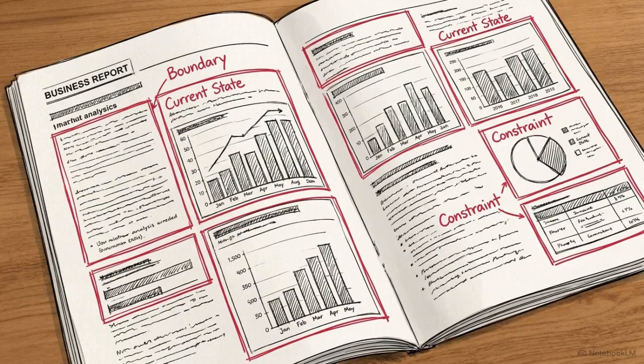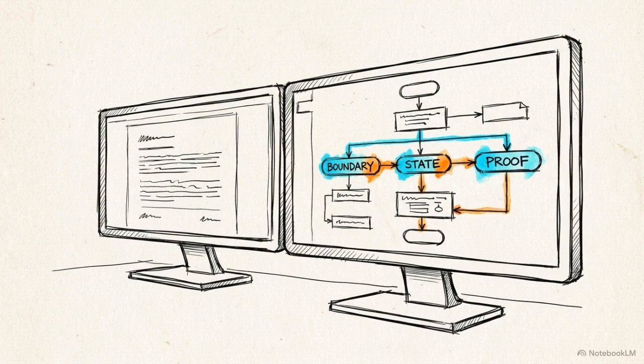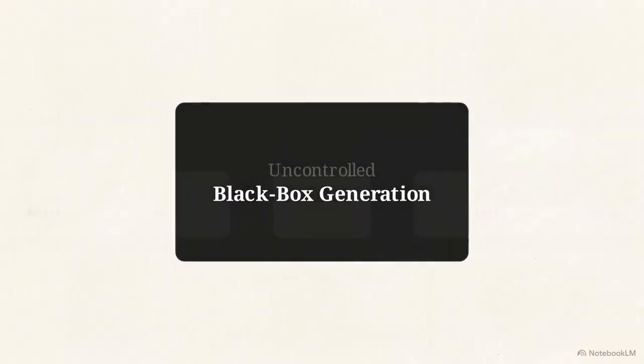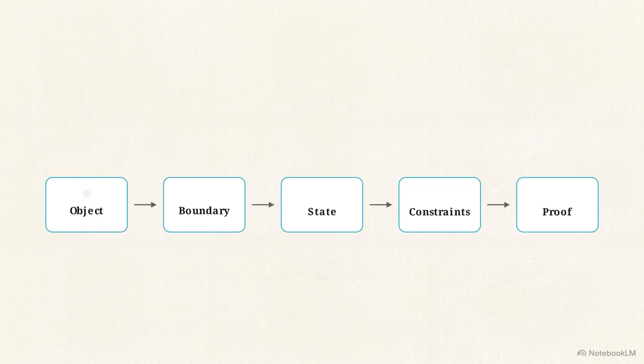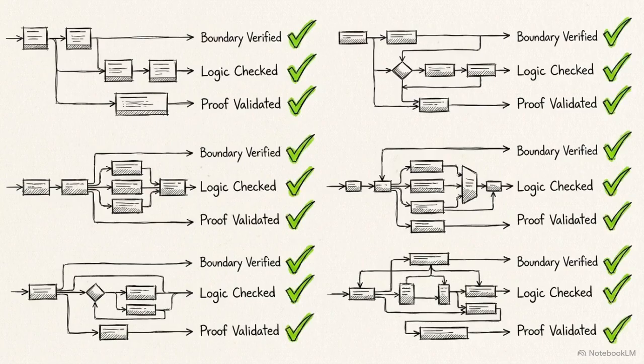To build that structure, EP changes the unit of analysis. Instead of judging a final block of text, EP evaluates the step-by-step process used to create it. This diagram illustrates the shift, replacing uncontrolled black box generation with an explicit flowchart. Work moves through defined stages: object, boundary, state, and constraints. At these checkpoints, the system intercepts logical failures, routing unsupported claims backward for correction. Evaluating the process instead of the output transforms unpredictable generation into correctable, auditable engineering.